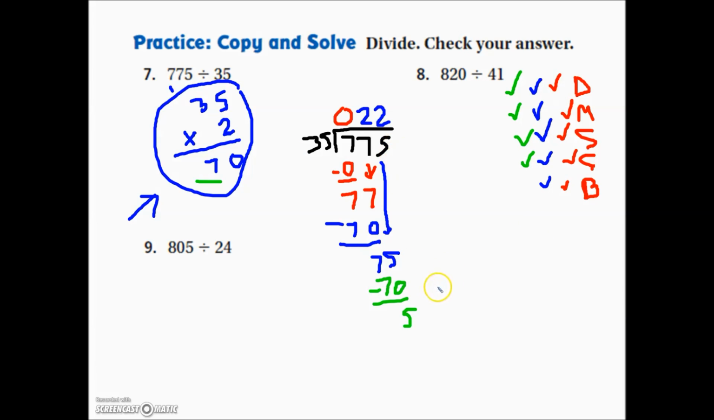And then I bring down. Oh, there's nothing to bring down. So I'm done. This is my remainder. This is my quotient up here, 22. So my answer is 22, remainder 5.